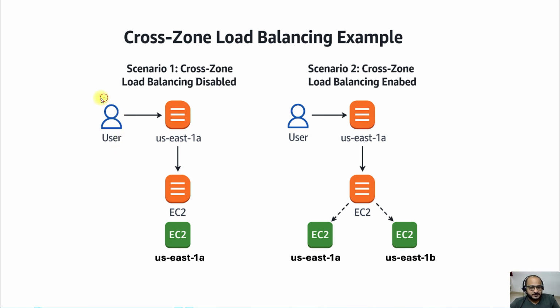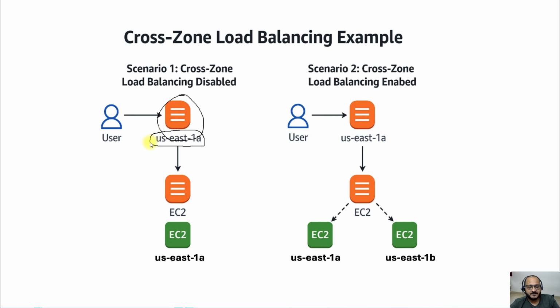Okay, so this is the user who is sending a request to this EC2 instance where we have hosted our application, and this user is not aware of which availability zone to send the request to. For example, this is a load balancer which we created in the US-East-1A availability zone.